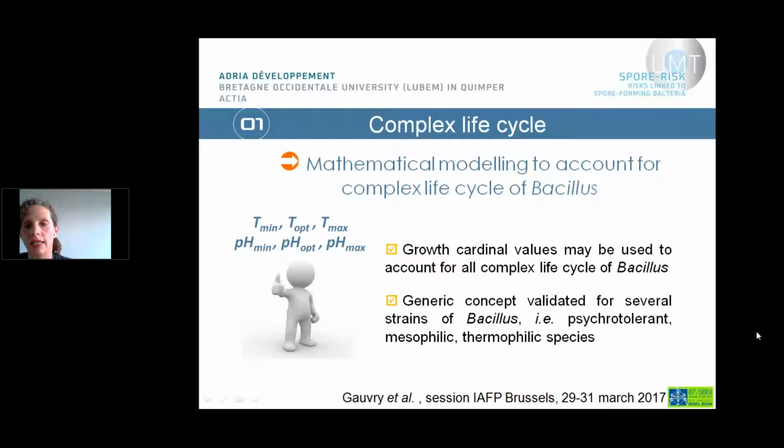The use of cardinal values is well known for the prediction of vegetative growth, but using these values, you can also account for sporulation and germination steps, which are really specific to Bacillus. And this concept is quite generic because it has been validated in several strains of Bacillus, psychotolerant, mesophilic, but also thermophilic strains. So really nice result that I wanted to share with you today.